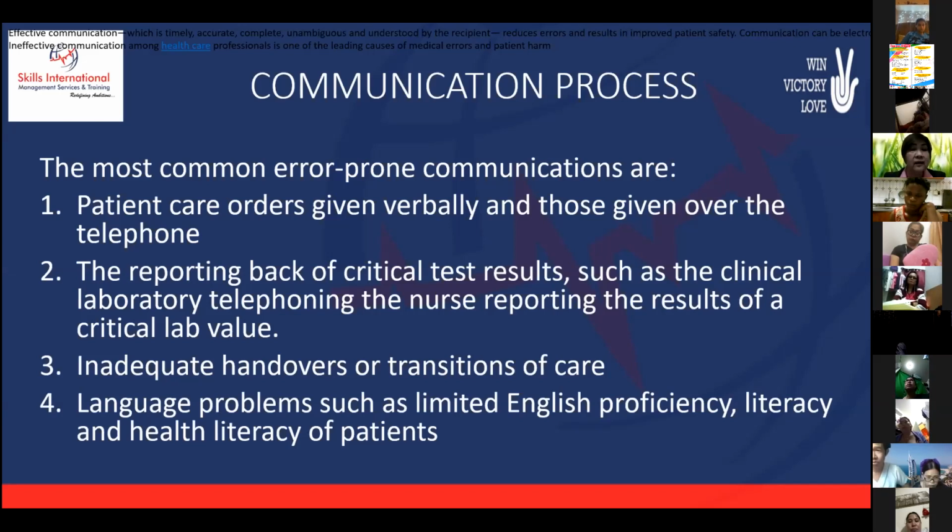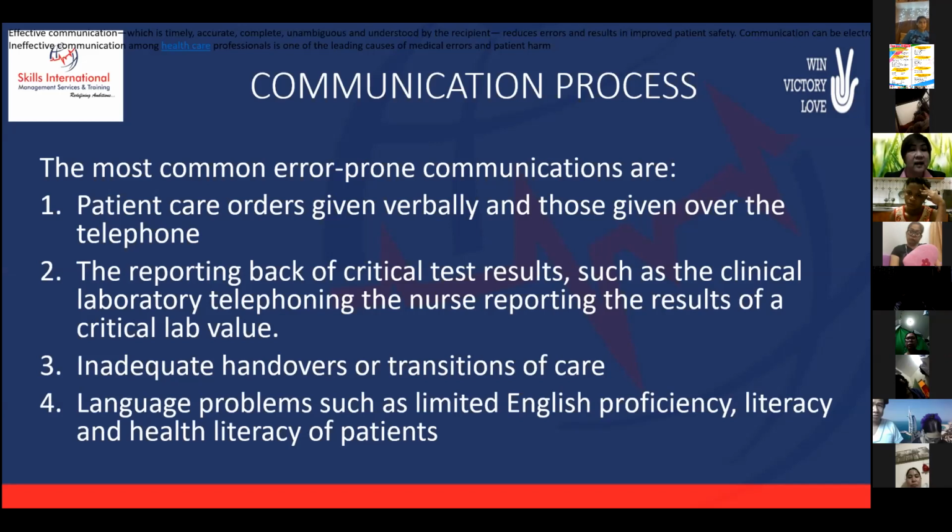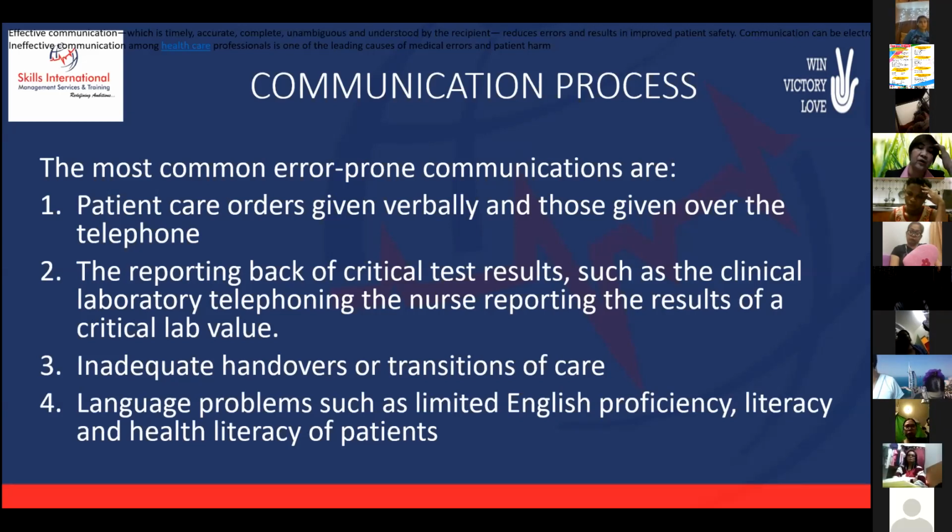So when reporting a telephone message, if you receive it, you must ensure that you receive a correct result, a correct telephone message, and correct laboratory telephone reports. Inadequate handover or transmission of care.